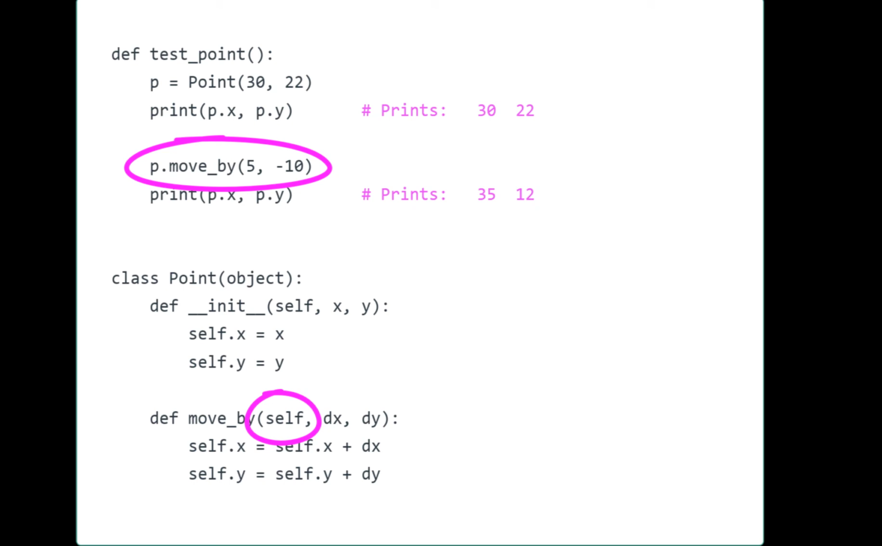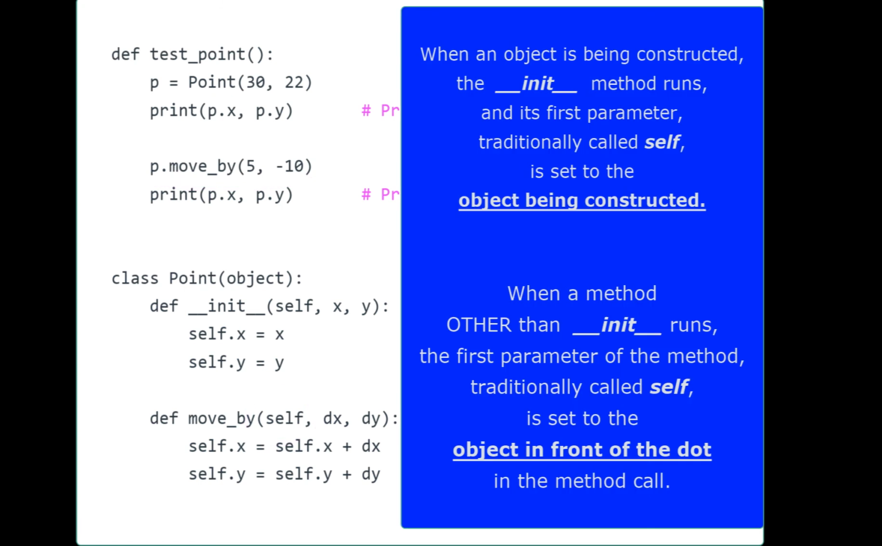Now remember, we already saw that when an object is being constructed, the init method runs, and its first parameter, self, is set to the object being constructed. But when a method other than init runs, the first parameter of the method, again traditionally called self, is set to the object in front of the dot in the method call. So here, when the statement p.moveBy(5, -10) runs, that calls moveBy to run, and self in moveBy is set to p up there in the caller.